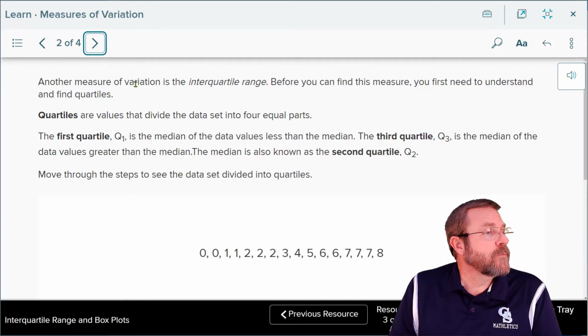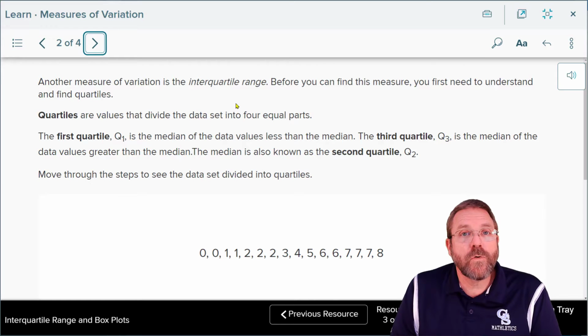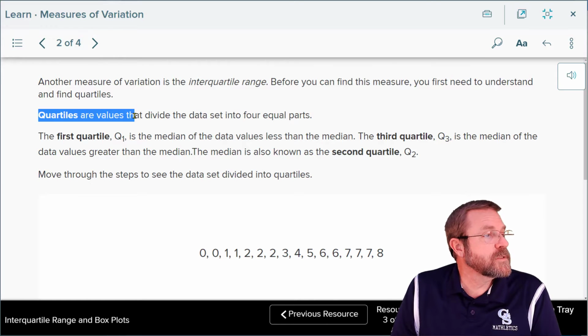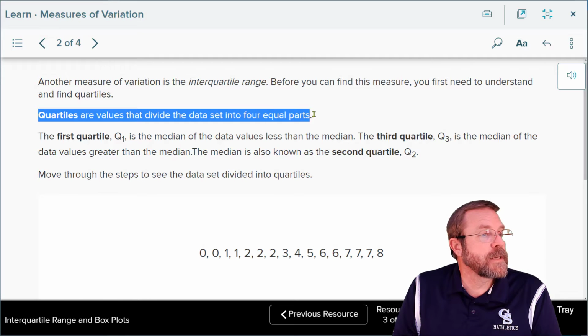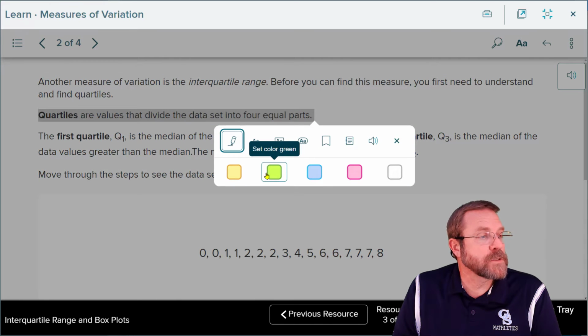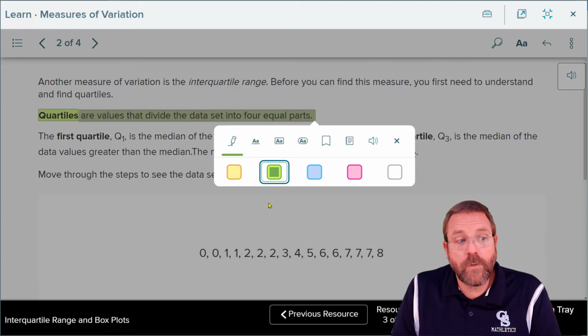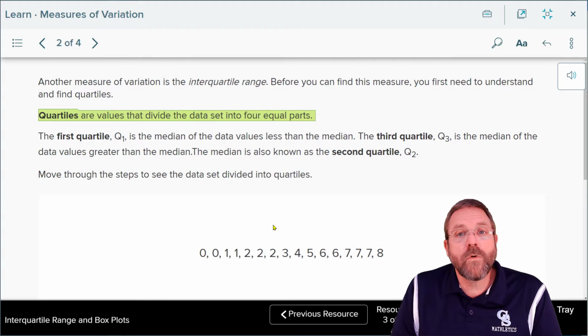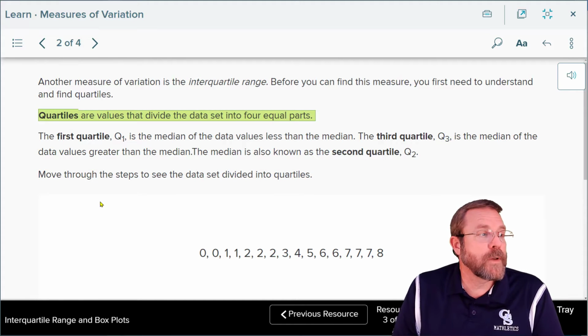Another means of variation is interquartile range. Before you can find this measure, you first need to understand and find your quartiles. Quartiles is defined as values that divide the data set into 4 equal parts, like quarters. You have 4 quarters in a dollar. You have 4 quartiles on your data set.